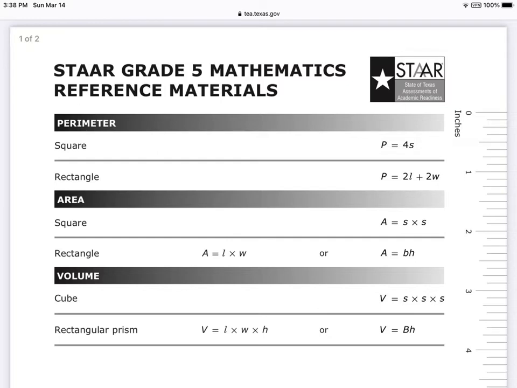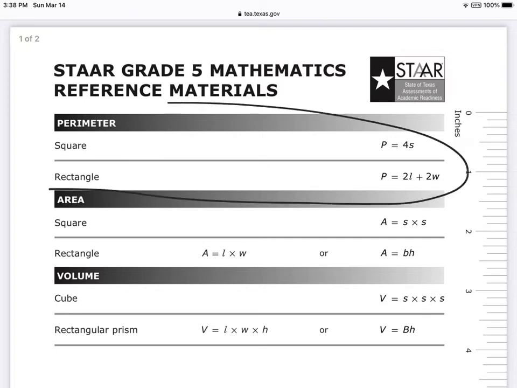What we're going to talk about first on this particular page is your mathematics chart, or your reference materials that you'll be given on the test. Most of the time, if you're presented with a question dealing with perimeter, area, or volume, that'll be one side of your reference materials. I'm just going to highlight a couple of things here. I'm going to circle the top part where it says perimeter, and you're looking really at these two formulas.